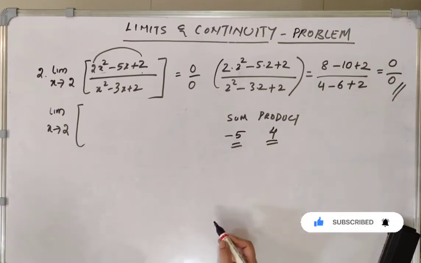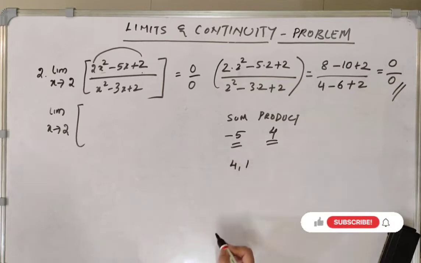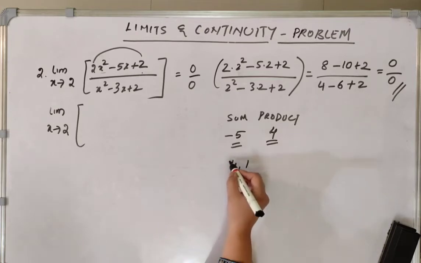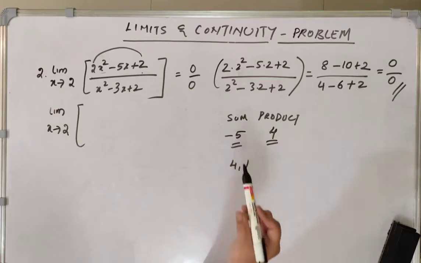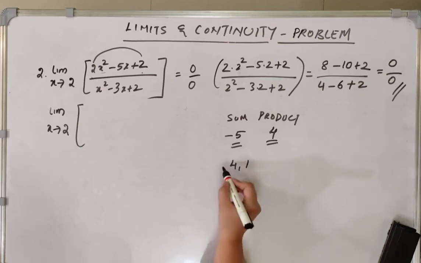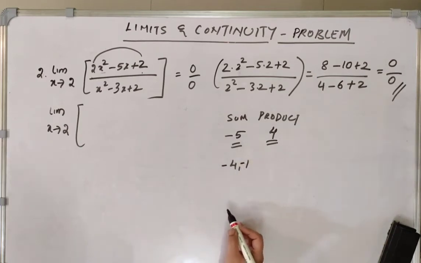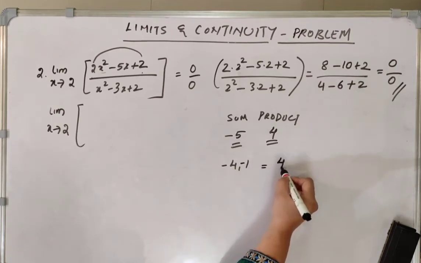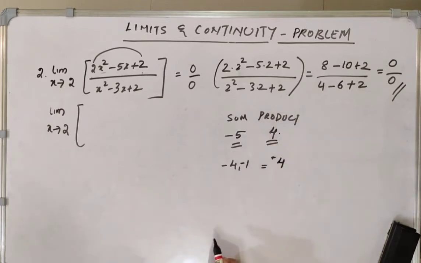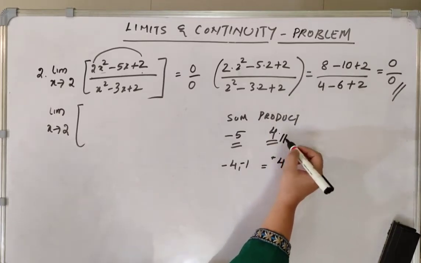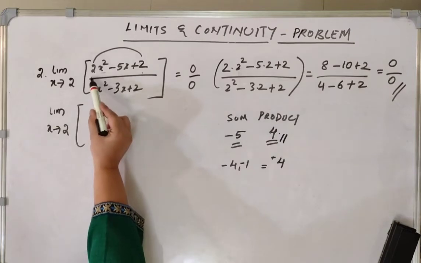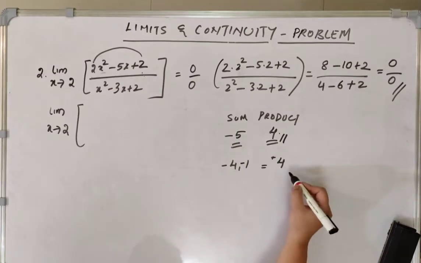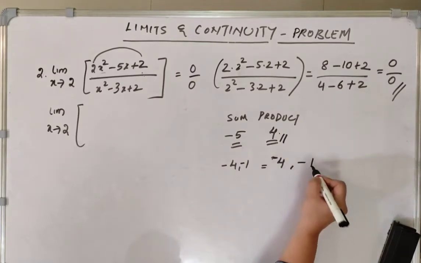Now what are the options we have? We can use 4 and 1. So if you use 4 and 1, the sum has to be negative. So it has to be minus 4 and minus 1. And when you multiply minus 4 with minus 1, you are going to get plus 4, which is what we need here. Just to reiterate, why we need 4? 4 is the product of the coefficient of x square and constant. So let's use the numbers as minus 4 and minus 1.